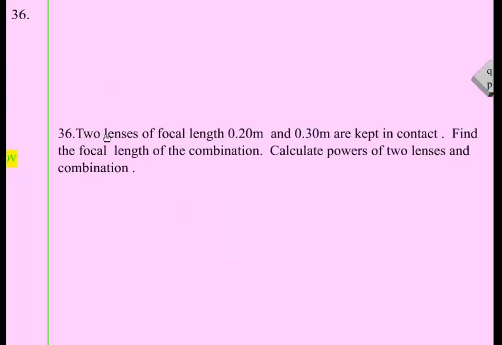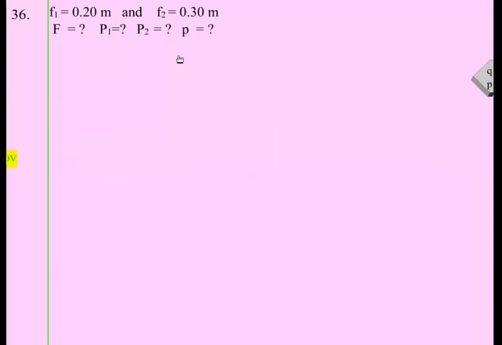Look here, in this one, two lenses of focal length 0.2 and 0.3 are kept in contact. Find the effective focal length of the combination, and the powers P1, P2, and the effective power P. This we have to calculate. We know for two lenses in contact, 1 by f is equal to 1 by f1 plus 1 by f2. Therefore f is equal to f1 f2 divided by f1 plus f2.